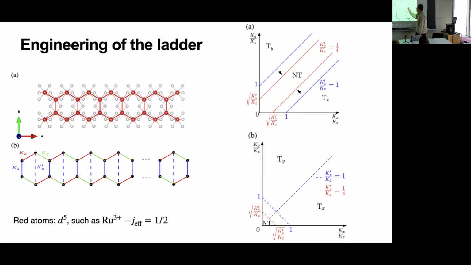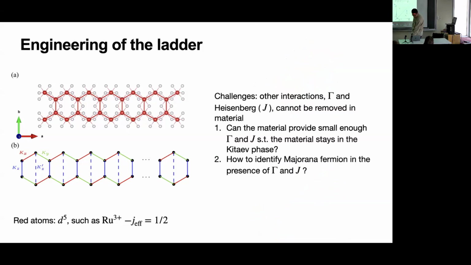It turns out that the phase diagram shrinks by a factor of the square root of KZ prime divided by KZ. This means if you have a KZ prime divided by KZ of 0.01, you still have a 0.1 width of this region. Okay, and also this is the 0 plus phase diagram.